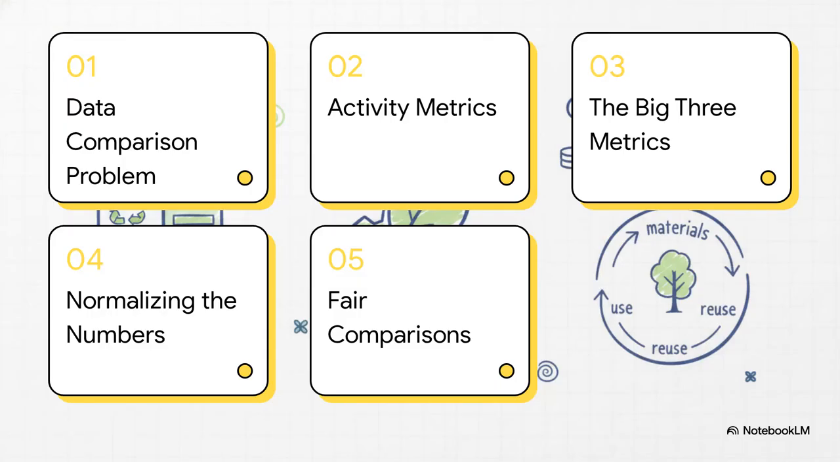Here is our roadmap for today. We're going to tackle the data comparison problem, look at what activity metrics actually are, break down the big three metrics, figure out how to normalize those numbers, and finally, see how this all facilitates fair comparisons. Let's get right into it.